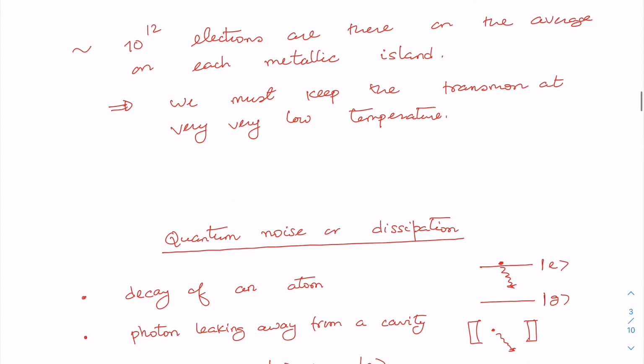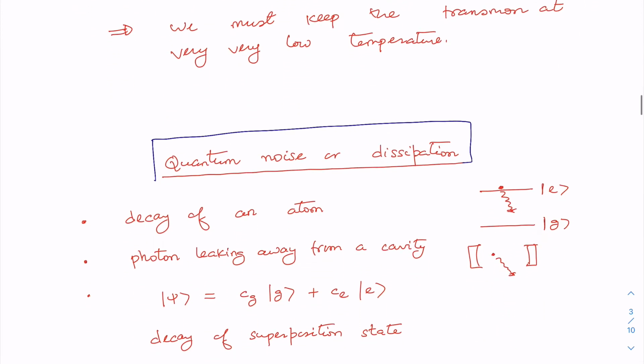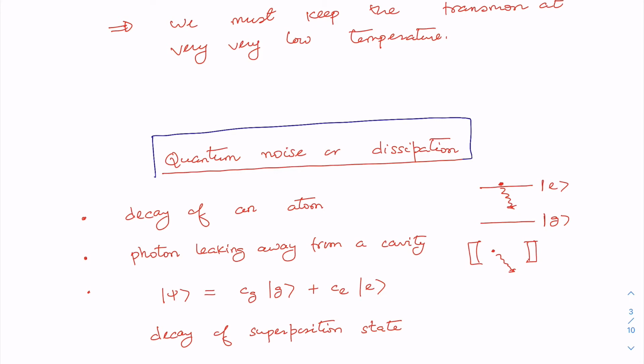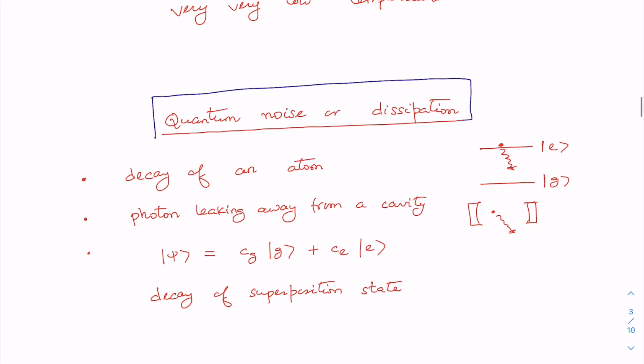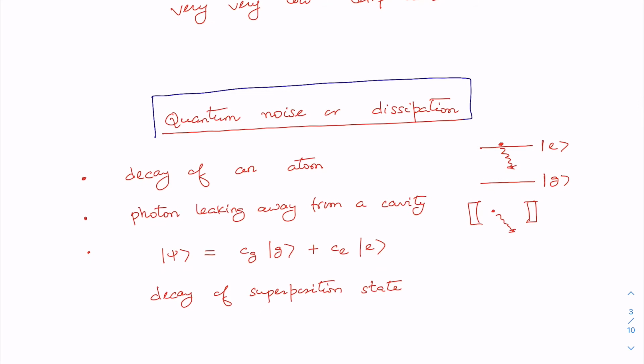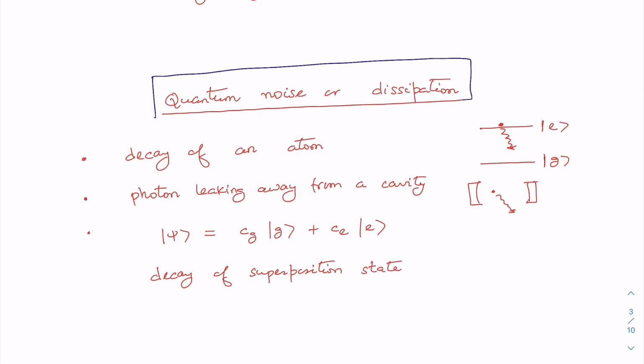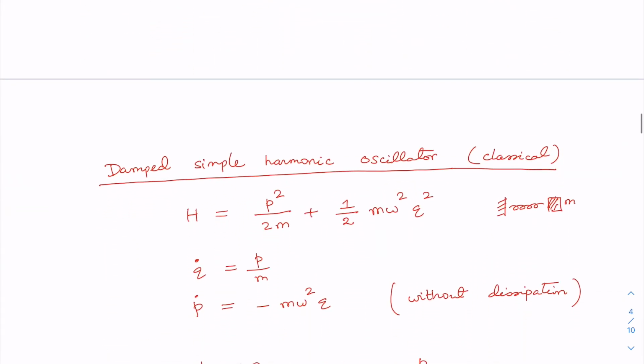This leads to the next topic that we discussed in the last class, the so-called quantum dissipation or quantum noise. This is a very important problem in quantum physics and even for quantum technological purposes. For example, the spontaneous decay of an atom is one example of quantum dissipation. Then photon leaking away from a cavity, and the decay of a superposition state. These are some examples of quantum noise or quantum dissipation.